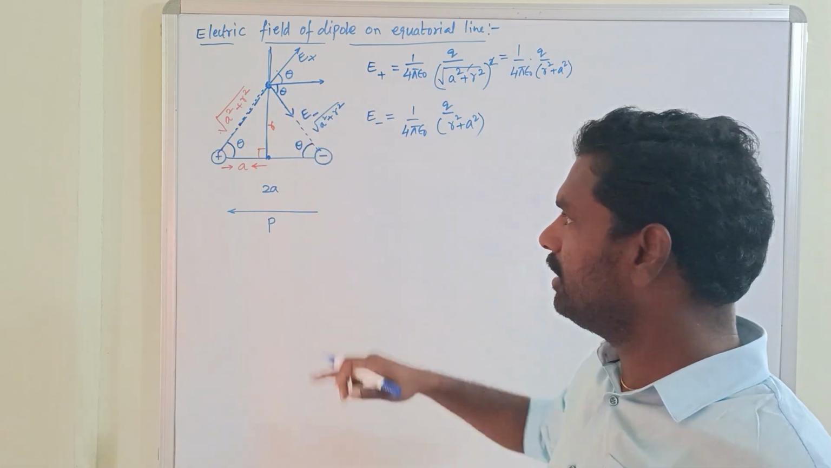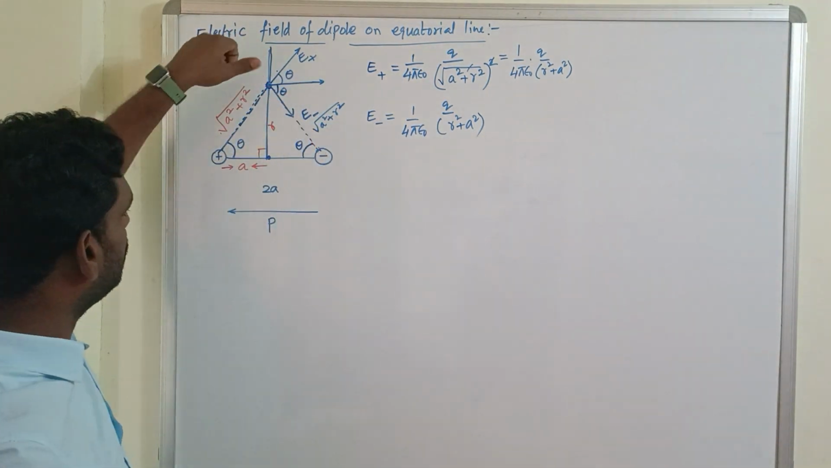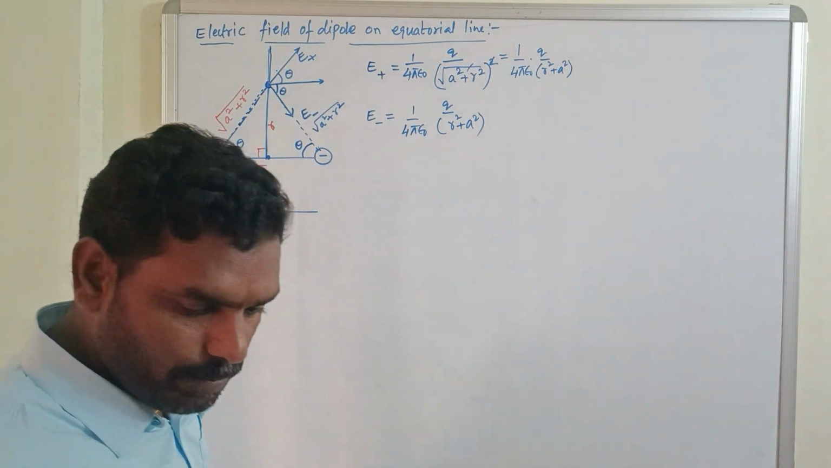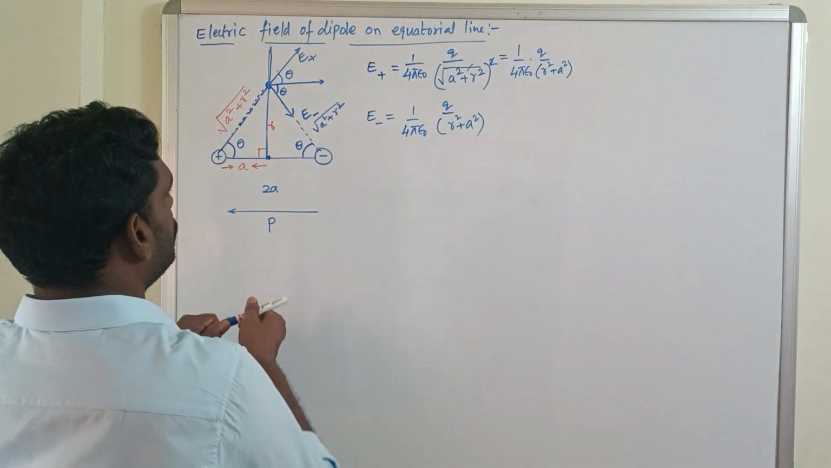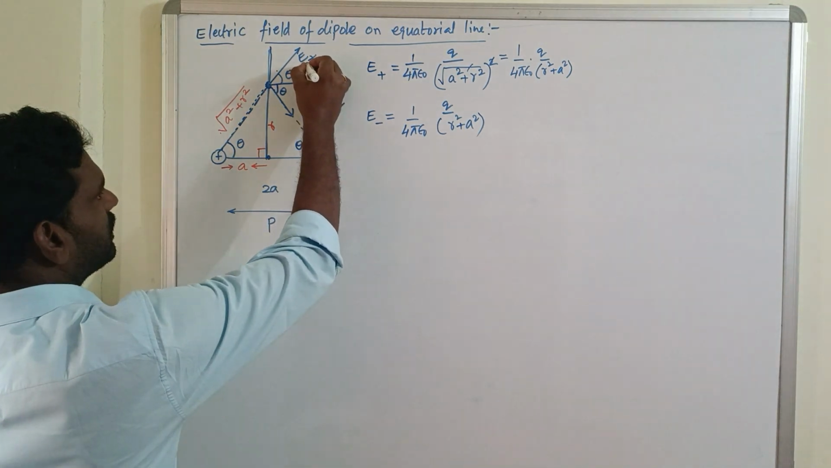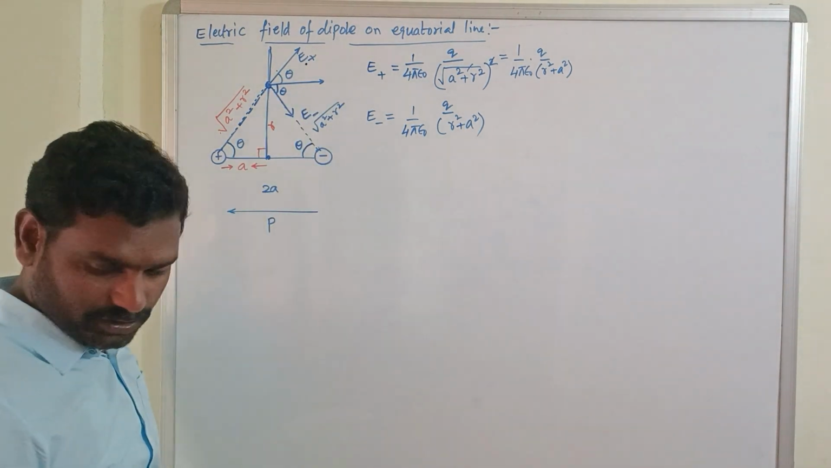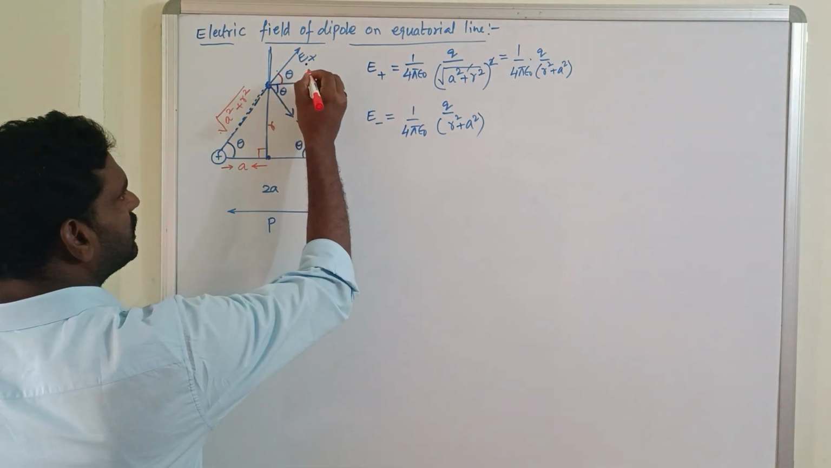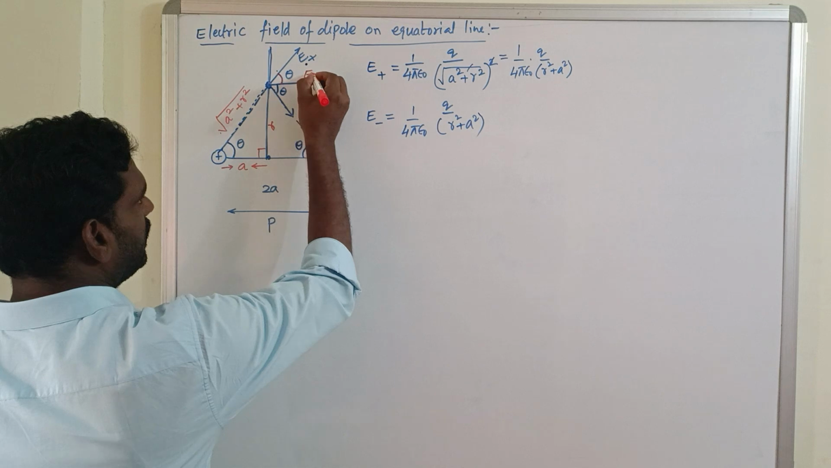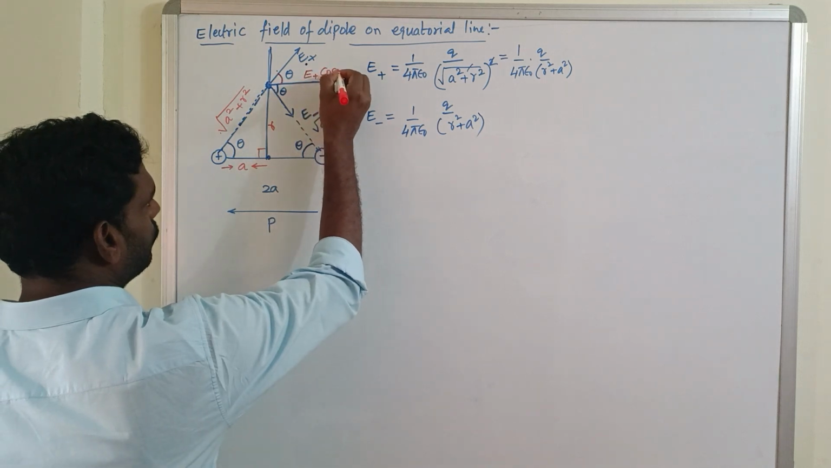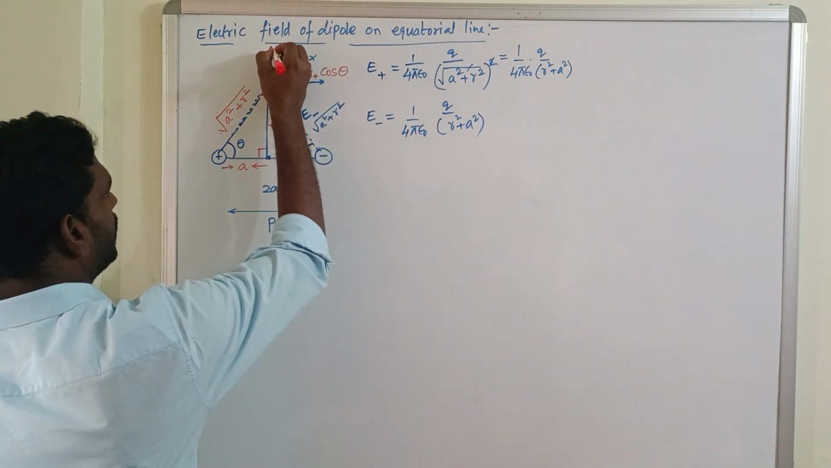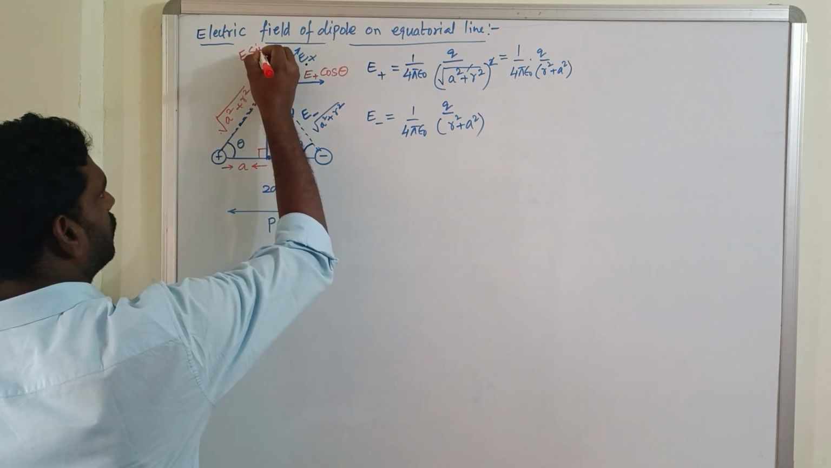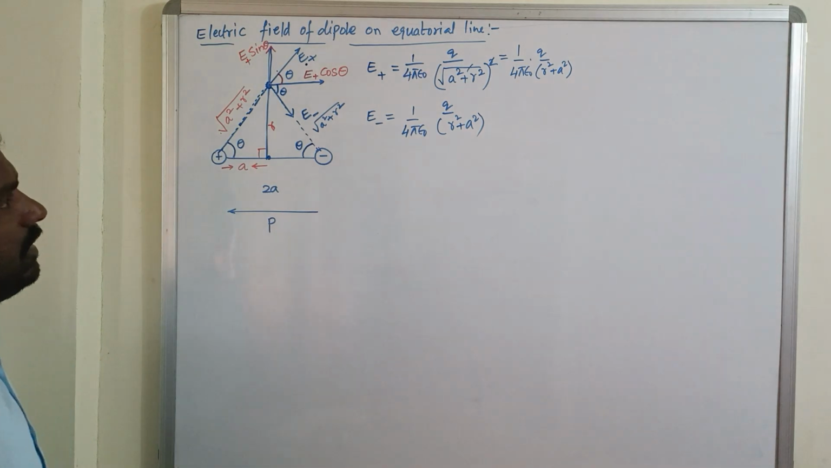The field due to negative charge is towards the negative charge direction. The field due to positive charge is away from the point. Now these two can be resolved into components. I am writing the components for the positive charge. The angle is theta, so the adjacent side will become E positive cos theta, and the opposite side will become E positive sin theta.